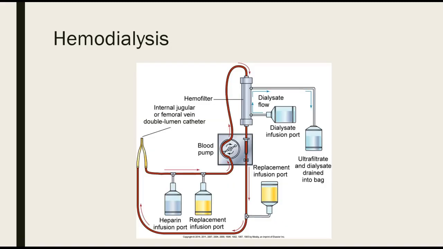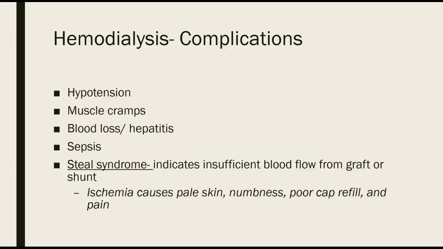So here's a diagram of what that looks like. You can see kind of how it works. So there's the pumping of the blood, and then there's the heparin that's also added to the blood to make sure that the blood does not clot off. The whole machine is primed with normal saline, and the blood is pumped about 200 to 250 mL per minute, so it's pretty fast.